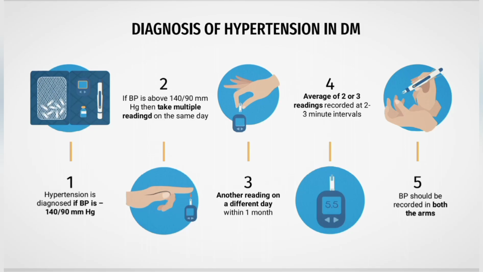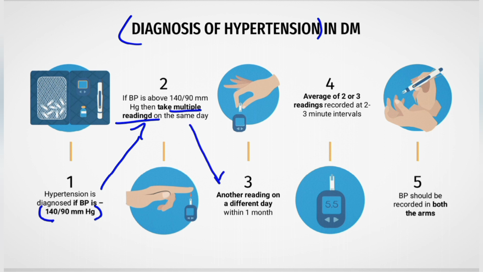Now let's discuss the diagnosis of hypertension in diabetes mellitus. Hypertension in diabetes is defined when the BP is more than 140 by 90 mmHg, and this recording should be found on multiple recordings on the same day, and also on different days within a month. Whenever we record the BP, we should take the average of 2 or 3 recordings at 2 to 3 minutes of interval. The BP recording should be done in both arms, not in a single arm.